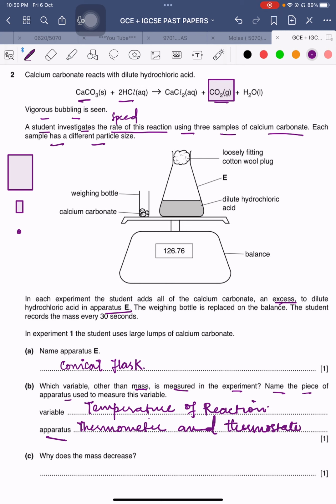So in our surroundings where we are performing this practical, the temperature should not undergo a change. If the temperature undergoes a change, it can definitely affect the speed of a chemical reaction, the rate of a chemical reaction. Okay. Why is the mass decreasing? Remember that in any chemical reaction, if a gas is forming, it is letting you know that mass will decrease. So whenever a gas is forming, mass is getting decreased.